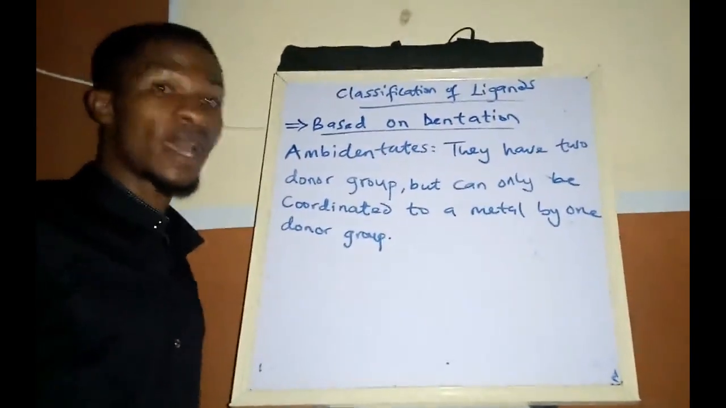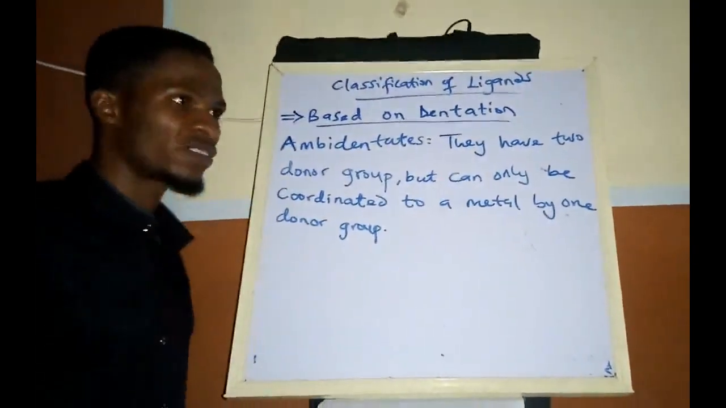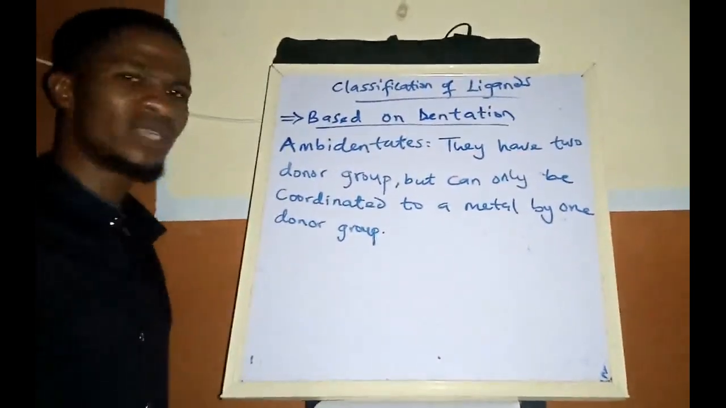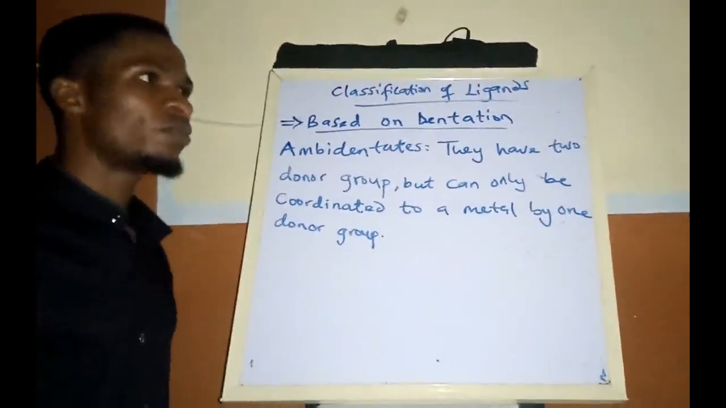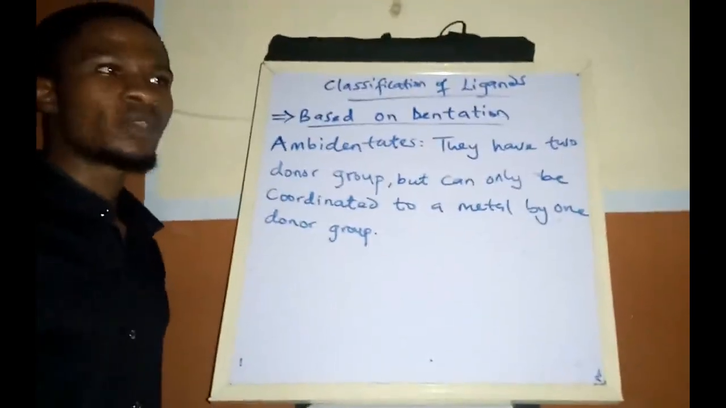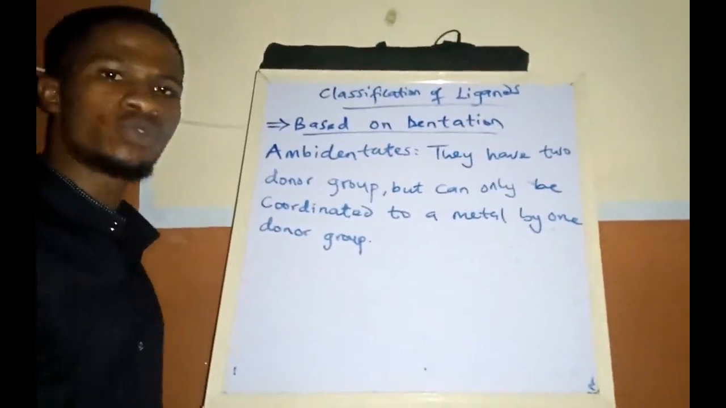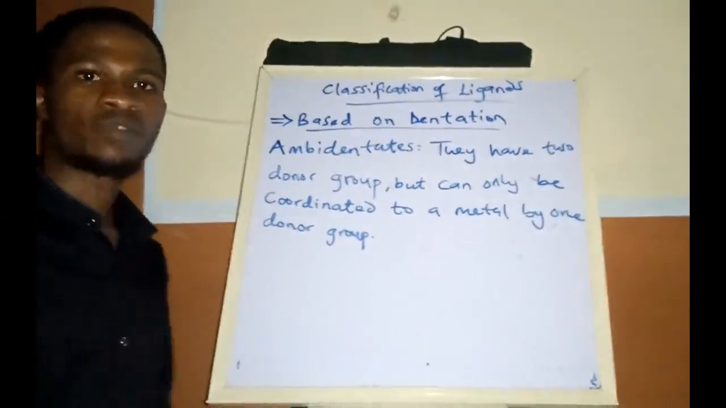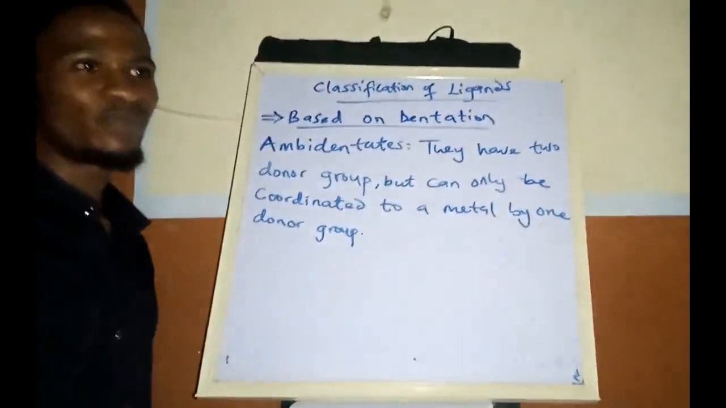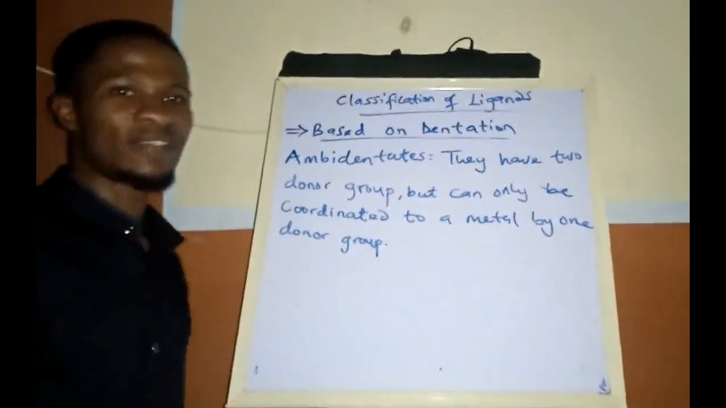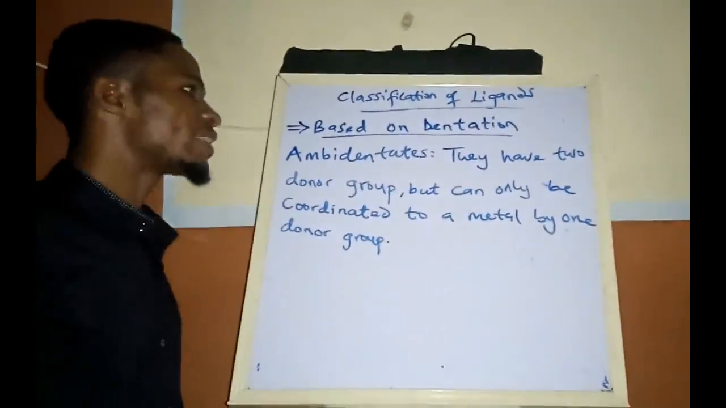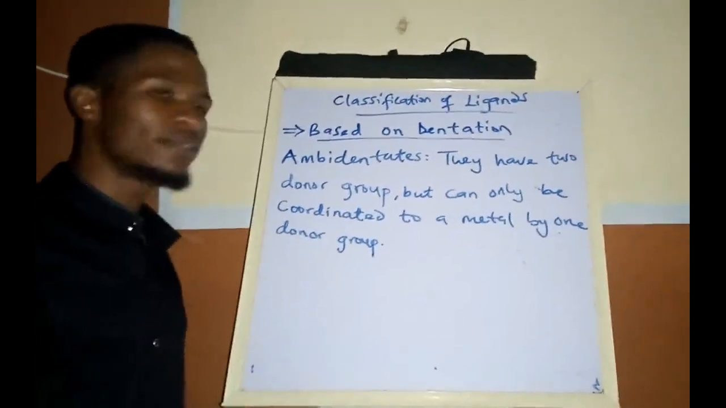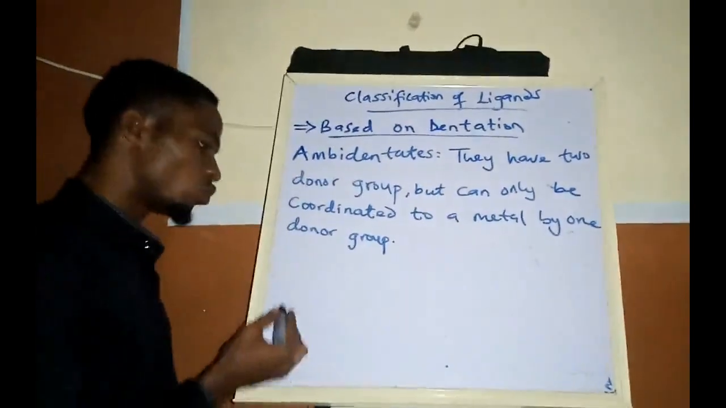For the word ambidentate, they have two donor groups but can only be coordinated to a metal by one donor atom. We need to take note of that. Let me use an analogy: some people can have two things, but they find it difficult to give away the two because they feel if they lose the two, they have nothing left. So they decide to give one and have one with them. Those kind of people, you can use that word ambidentate for them. So ambidentates are ligands with two donor groups but can only be coordinated to metal by one donor group.